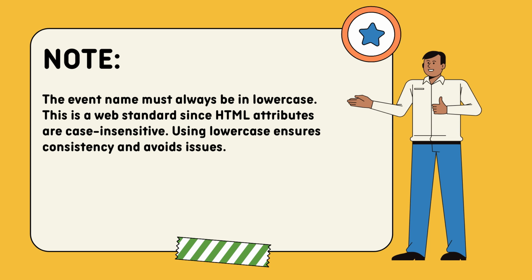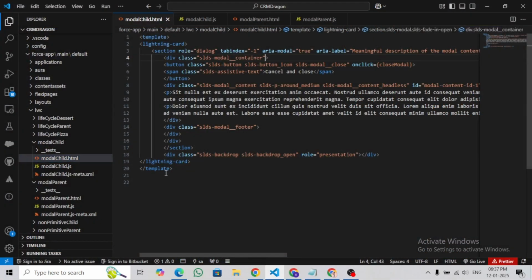Let's look into an example. First, let's understand calling a parent using a custom event. In this example, we will create a modal component where the parent component opens the modal, the child component sends an event to close the modal.